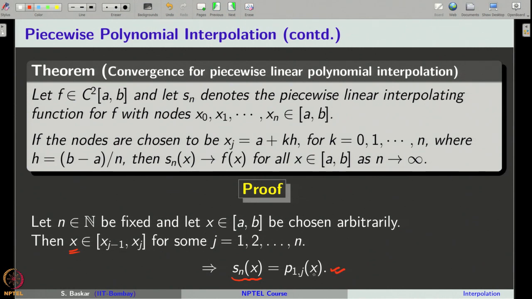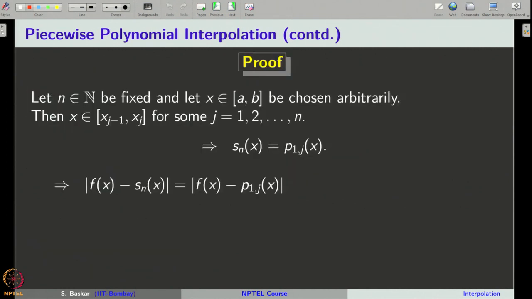That is how Sn of x is defined. Therefore, if you take the mathematical error involved in Sn of x when compared to the original function, then it can be written as mod f of x minus p1j of x, because your x belongs to this interval and in this interval Sn of x is a linear polynomial, right? That is why this is equal to this. Once you have this, you know how this looks like.